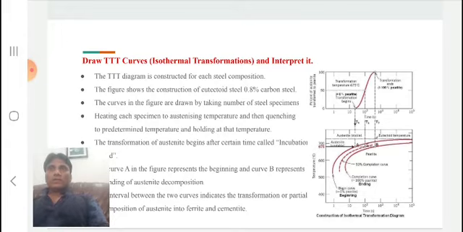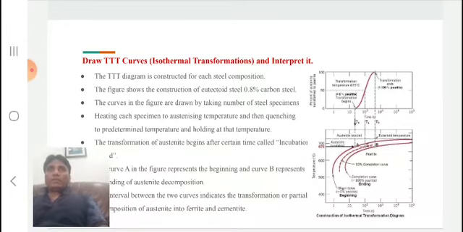The curves in the figure are drawn by taking a number of steel specimens, heating each specimen to austenitizing temperature, and then quenching to a predetermined temperature and holding at that temperature. The transformation of austenite begins after a certain time called the incubation period.